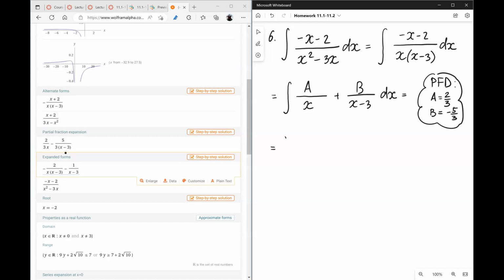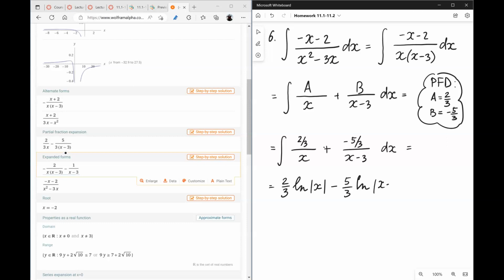And this integral therefore becomes 2/3 over x plus -5/3 over x minus 3. And we know how to integrate each one of them. So the first one is 2/3 ln of absolute value of x. The second one is -5/3 ln of x minus 3.